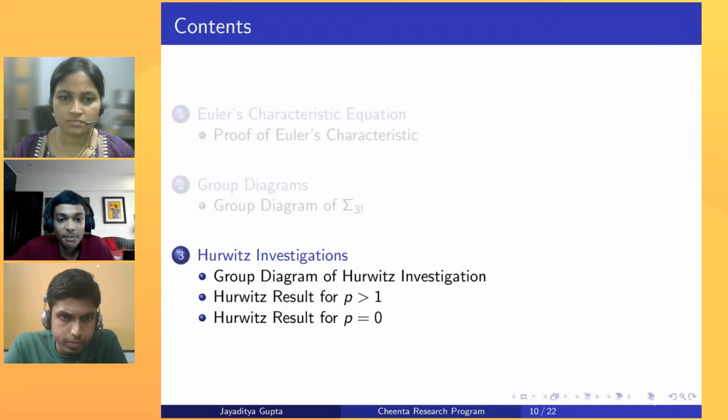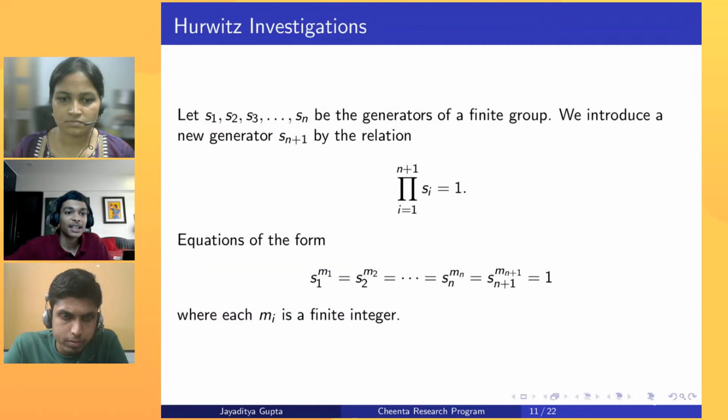Now we look at the main topic for today, which is Hurwitz groups. So let S1, S2, S3 till Sn be the generators of a finite group. Then we will introduce a new generator Sn+1 by the relation that the product of the generators is 1. And we have the relation Si raised to mi is 1, where each mi is a finite integer.